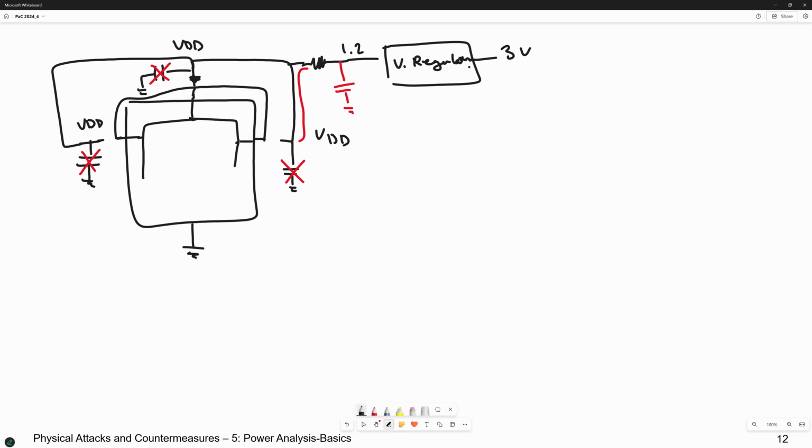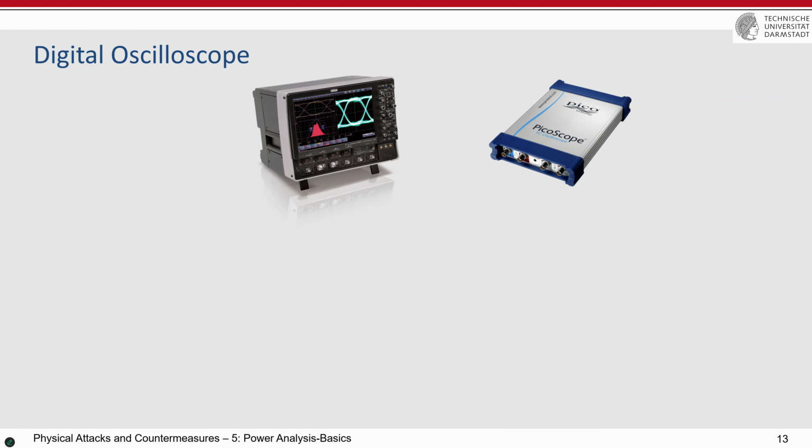What I want to say, some electrical engineering knowledge is necessary to change the PCB. Sometimes these changes are not possible at all because they are in the middle layer of the PCB. And then usually putting the electromagnetic probe at the top of the chip or close to these capacitors is the better way. Now something about a digital oscilloscope.